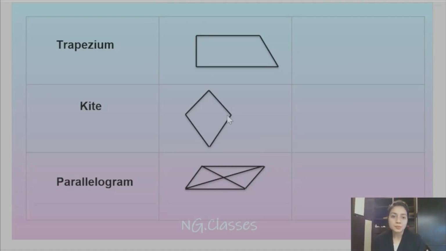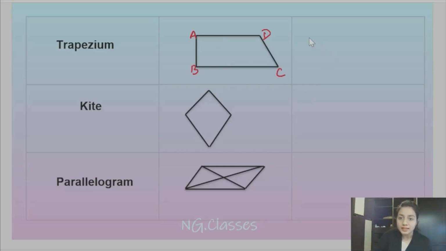Now at first, trapezium. So what is a trapezium? A trapezium is a convex quadrilateral with exactly one pair of opposite sides parallel. Recall the concept of convex quadrilateral: when we draw a diagonal, it will always lie in the interior of the polygon. Such a polygon is a convex polygon. So a trapezium is a convex quadrilateral having exactly one pair of opposite sides parallel.